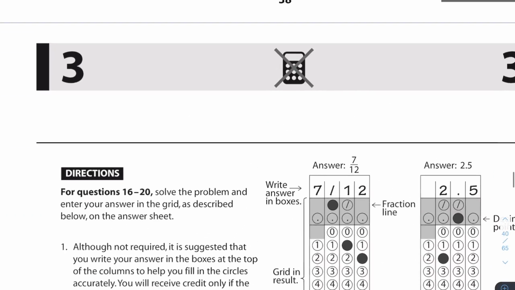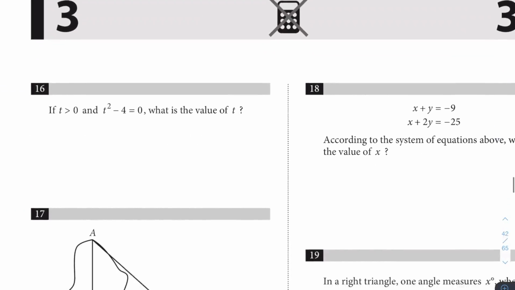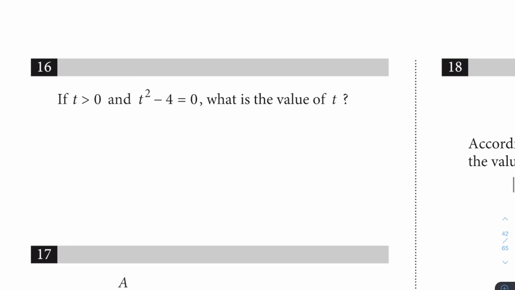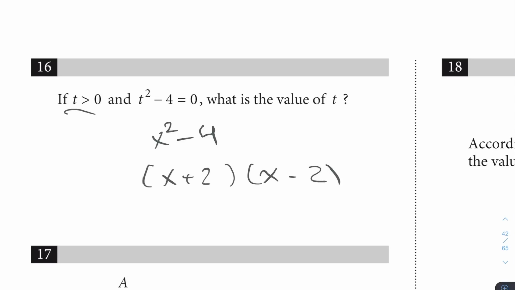Now we're going to go on to the bubbling questions. This is asking if t is greater than 0 and t squared minus 4 equals 0, what is the value of t? So we know that this is a perfect square. It might not look familiar, but if you set it up like x squared minus 4 instead of t, we know that we can factor it out to x plus 2, x minus 2, which means our values are going to be negative 2 and 2, and it says that t is greater than 0, so that eliminates negative 2, so our answer is going to be 2.